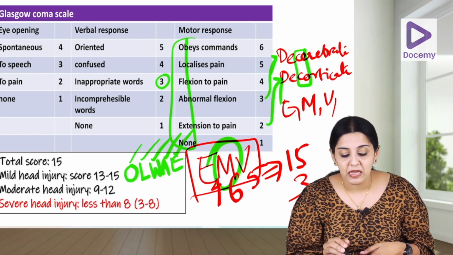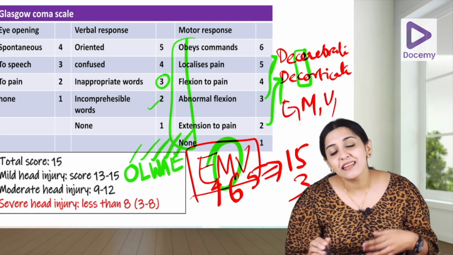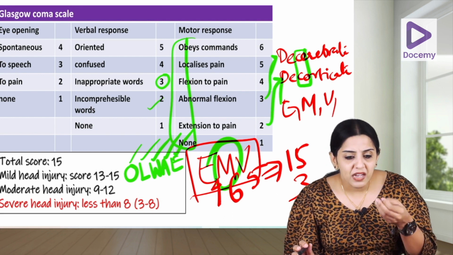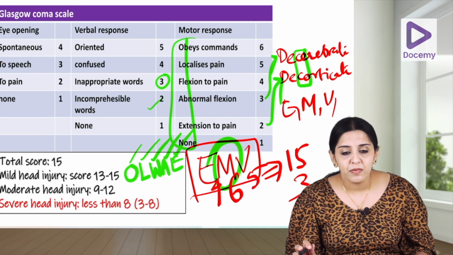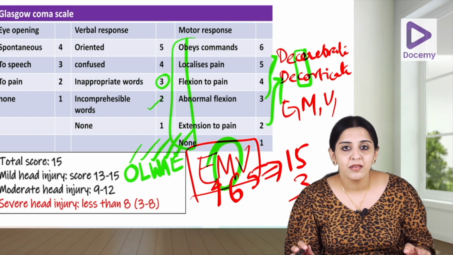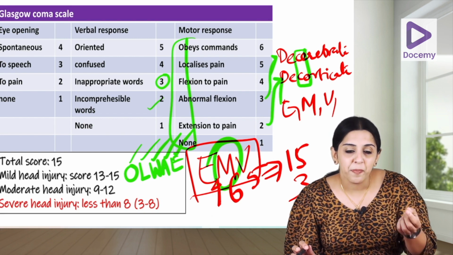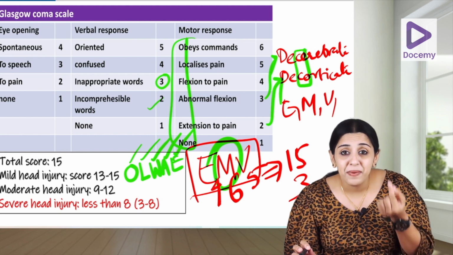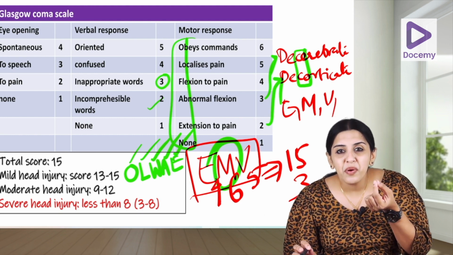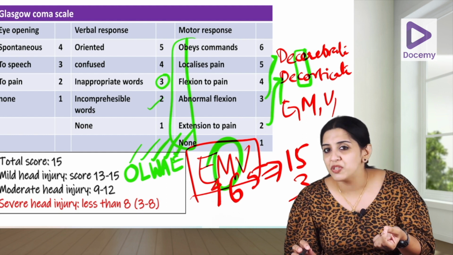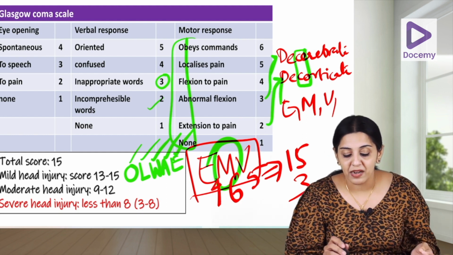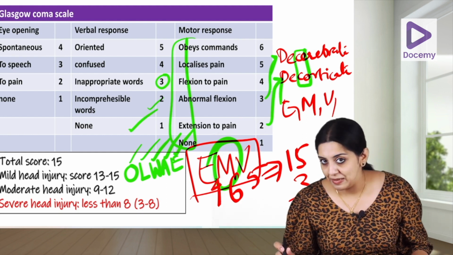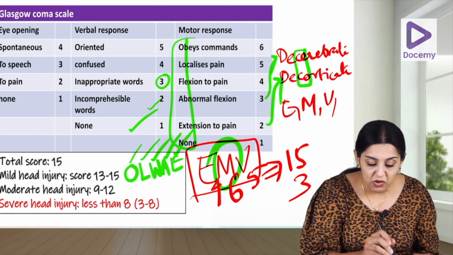That is inappropriate. V2 is incomprehensible words, which means you ask the patient his name and you're not even able to understand or pick up a comprehensible word. You're not able to understand each noise which he makes. That is incomprehensible, and V1 is nil. So that is the Glasgow Coma score.